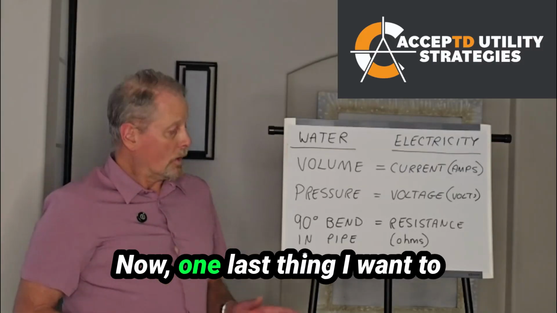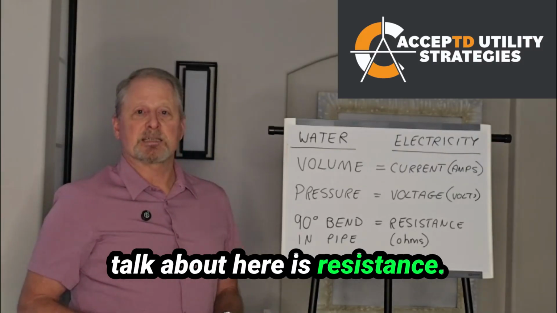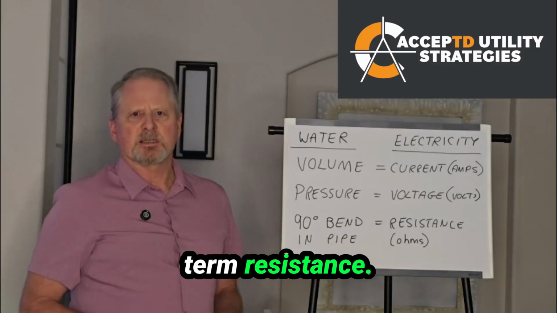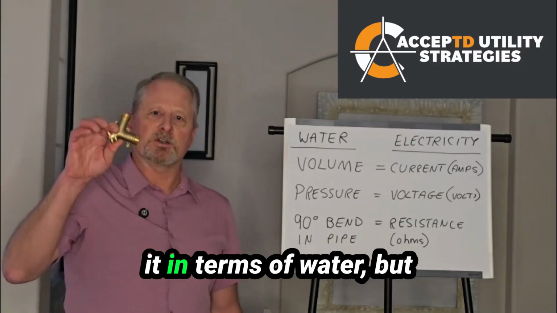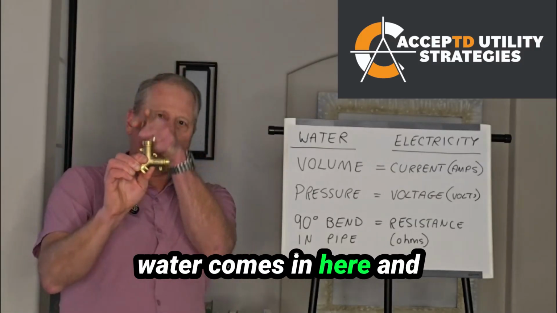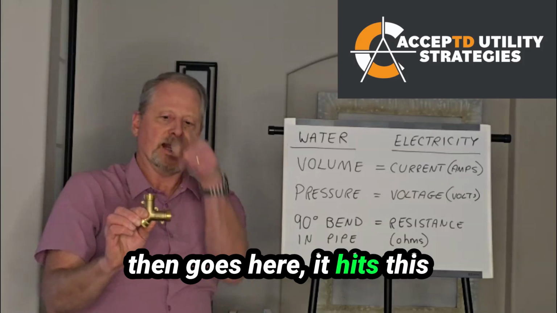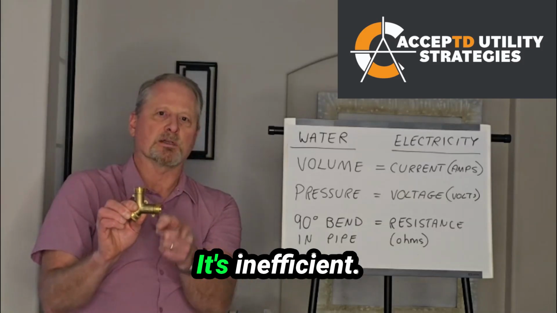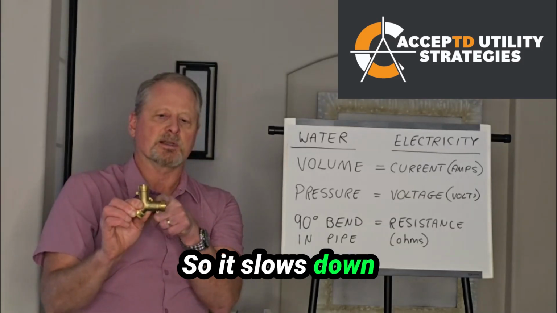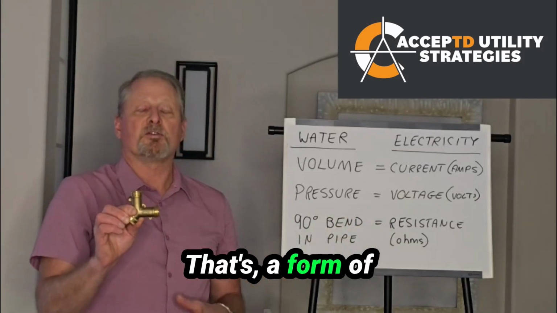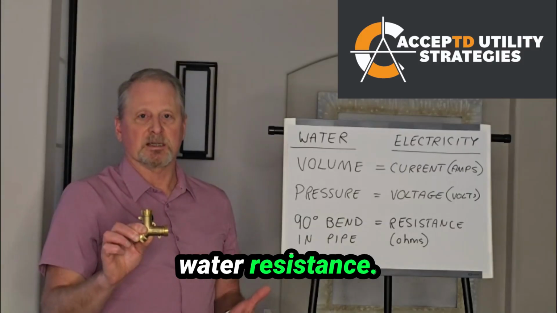Now, one last thing I want to talk about here is resistance. So you hear the term resistance. What does that really mean? Well, if you think about it in terms of water, the water comes in here and then goes here. It hits this corner and it slows down. It's inefficient, so it slows down before it goes this way. That's a form of water resistance.